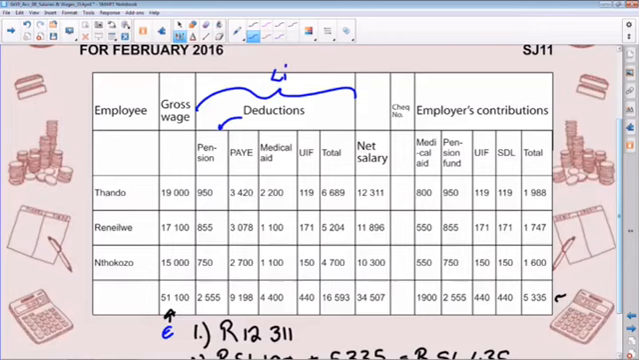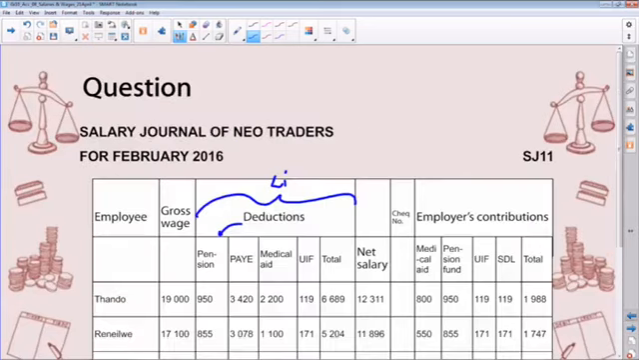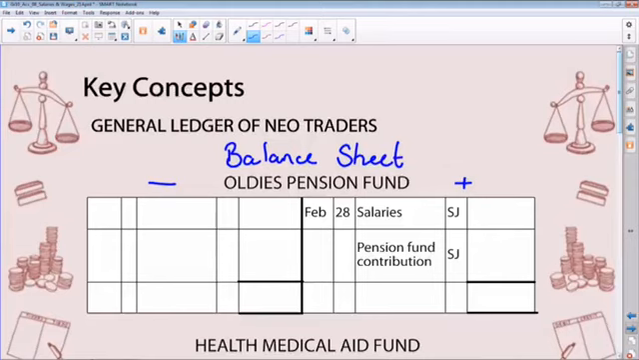Now let's go and look at your pension fund, your 2,555. How will I write it in? You will see I'm opening up a ledger called Aldi's pension fund. That's my pension fund name. It will be a liability. And your liability now will increase with 2,555. Let's go and double check the amount just to be 100% correct. 2,555, that is your amount that you will enter in your Aldi's pension fund. So let's fill it in, 2,555.